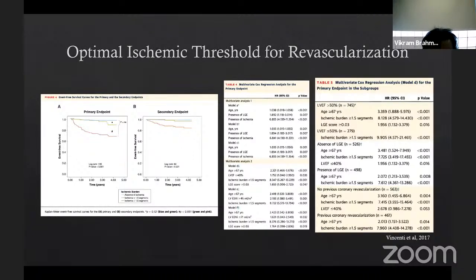So looking at multivariate analysis, we're really seeing that ischemic burden is really what's driving our predictive value. And even in subgroup analysis, ischemic burden is really what's important. So it's an interesting study because it's really making the case that ischemia is something that we need to be thinking about.